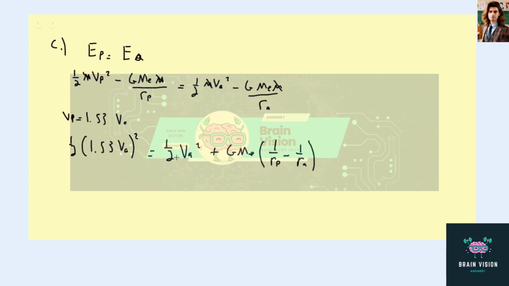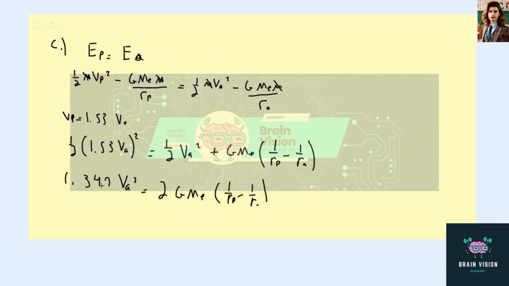So we get our velocities together then, and we should end up with, when we square this and then subtract this term here, we'll ultimately get 1.347 VA squared equals 2 GME. So we multiplied by the 1/2 also, and then times 1 over RP minus 1 over RA.